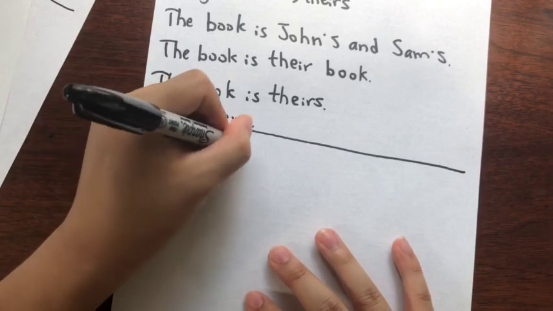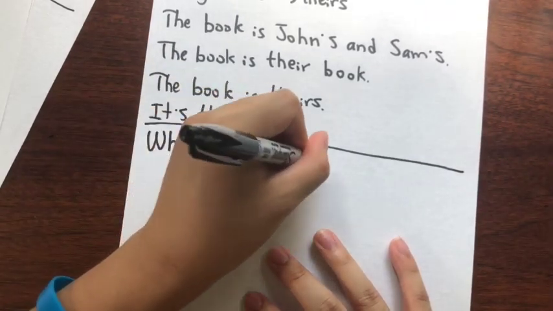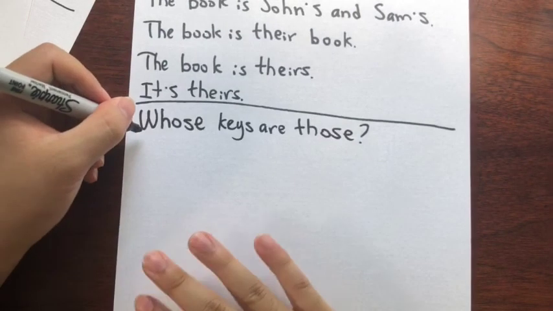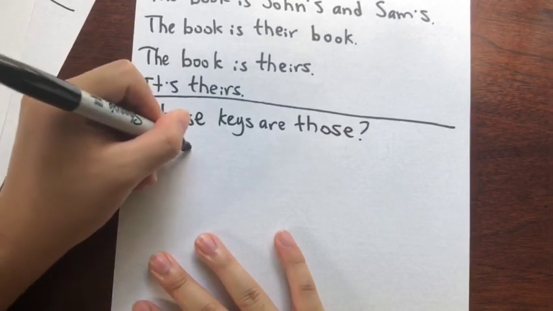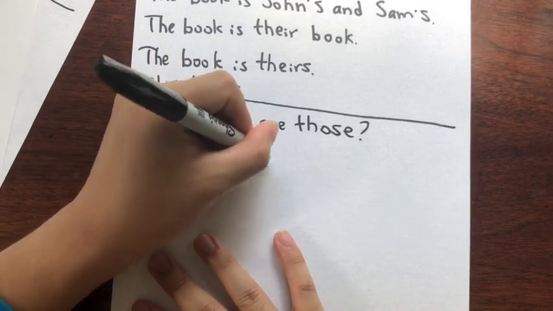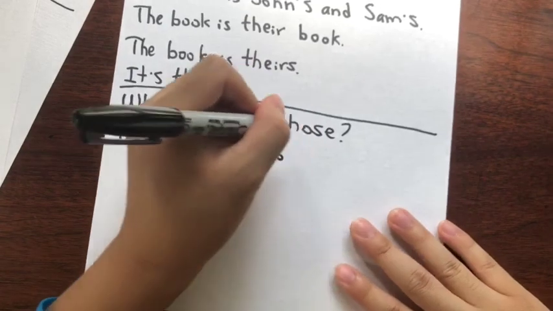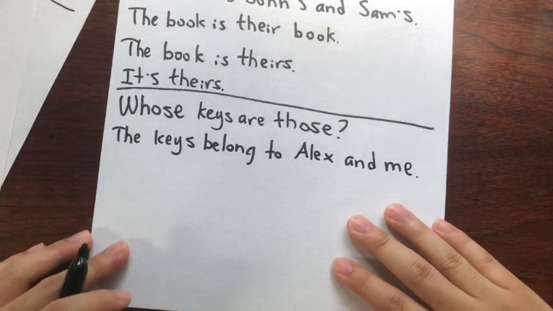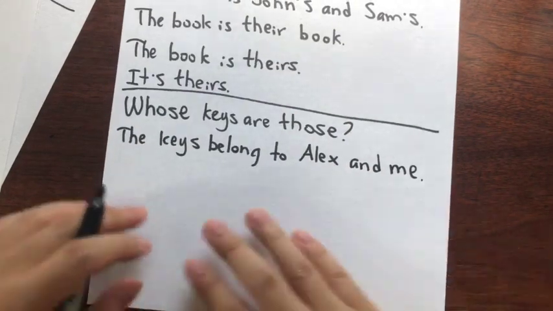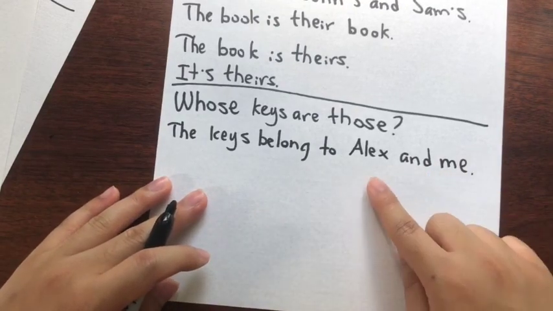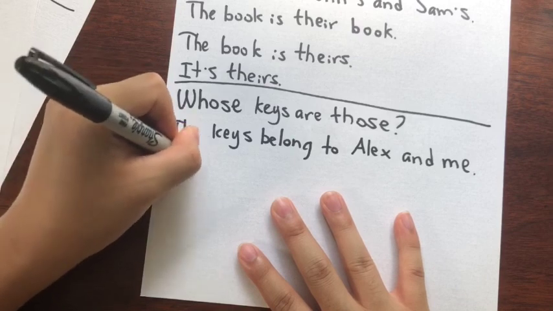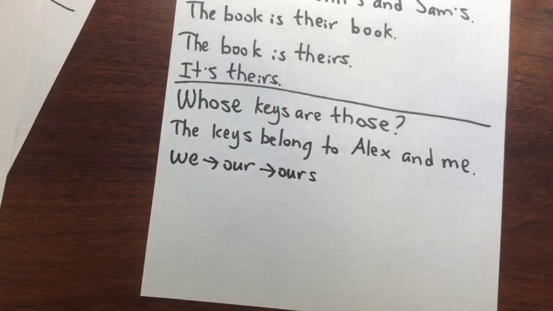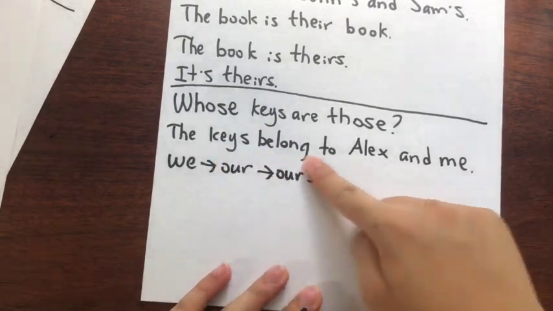Whose keys are those? The keys belong to Alex and me. So Alex and me, this has me and one more person. So the pronouns we use are we, our, ours. Okay? So write the sentences that show that the keys belong to Alex and me.